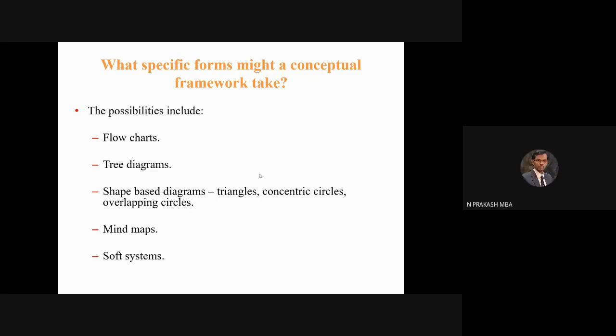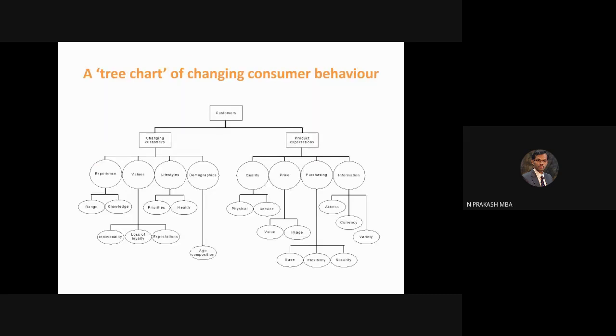So what specific form do we have to consider while creating a conceptual framework? We want to draw a diagram, a pictorial representation. It may be like a flow chart, or sometimes a tree diagram, sometimes mind mapping, or sometimes a soft system. These are all the ways we can create a pictorial representation of the conceptual model or the proposed research model. Here I have given you a small example of a tree chart.